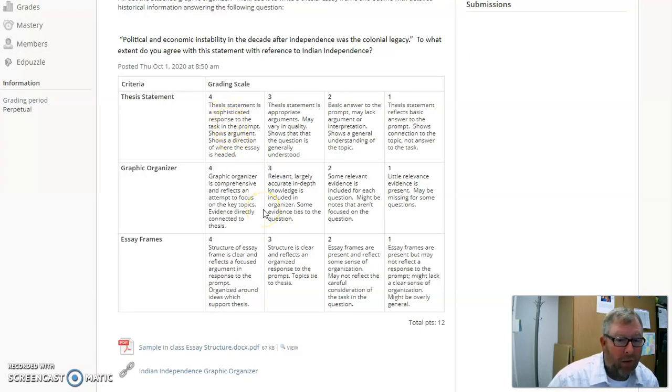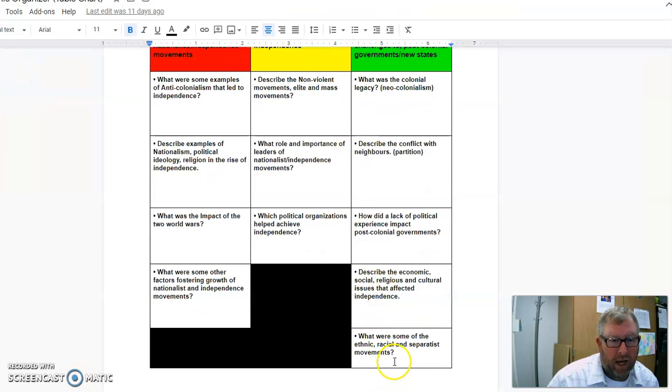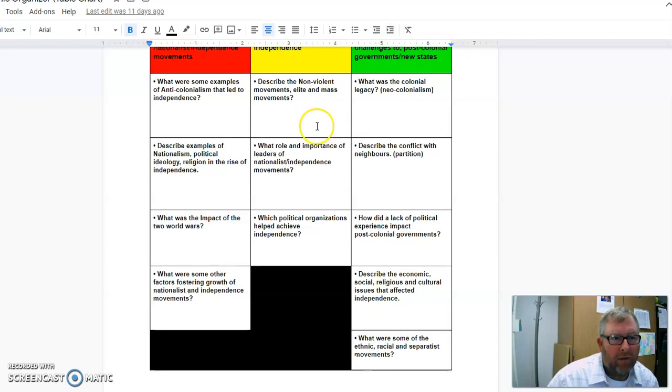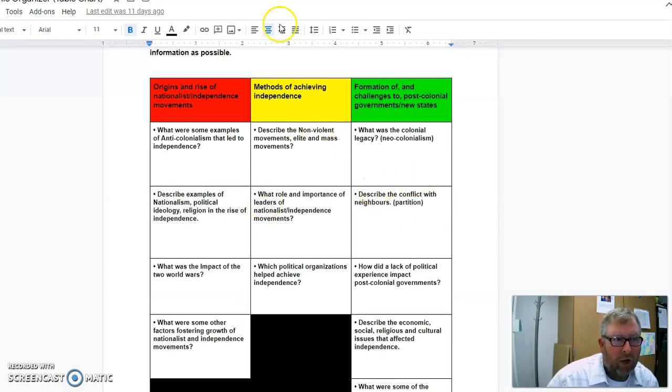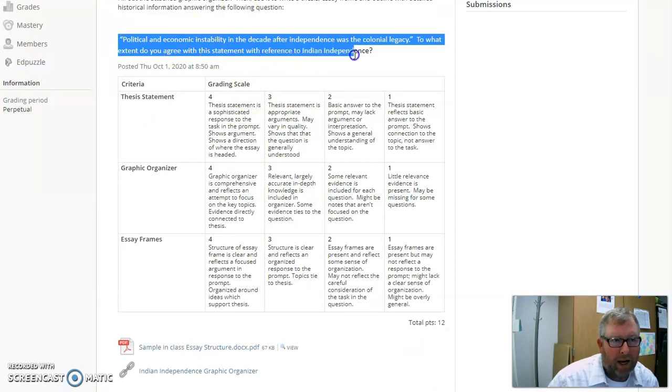Now the second part is, if you want to just keep this, you can add to this document and do your thesis and your outline attached to it. Basically then, using this chart, you're going to pull out details that you're going to eventually use to answer this question: political and economic instability in the decade after independence was the colonial legacy. To what extent do you agree with this statement with reference to Indian independence?